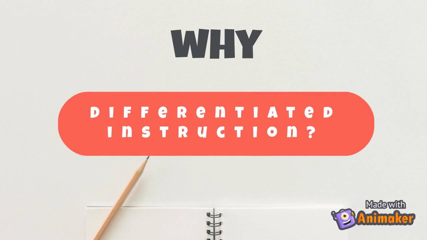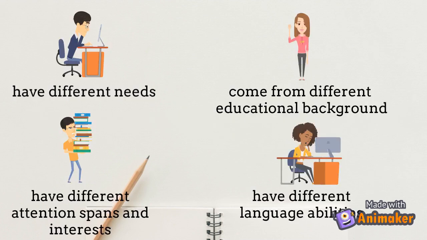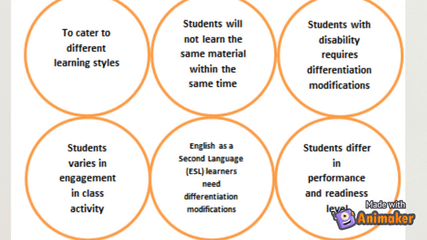The next question is why we need differentiated instruction. In classroom context, students are different in having different needs and having different attention spans and interests. Students also differ in educational background as well as having different language abilities. Differentiated instruction is also important to address certain concerns and issues in the learning process.